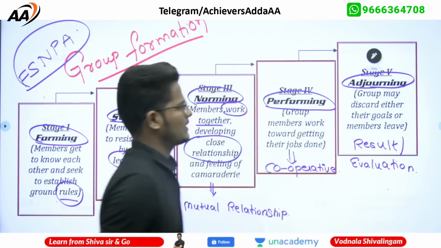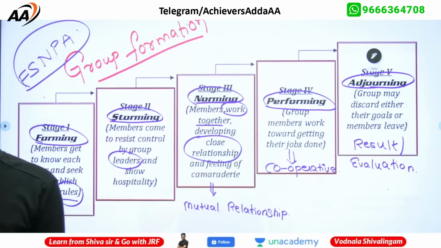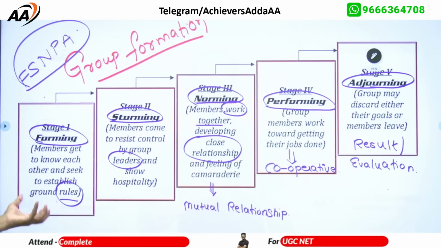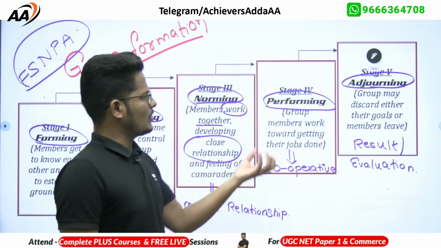So this is how a group will get formulated. Forming, storming, norming, performing, adjourning.